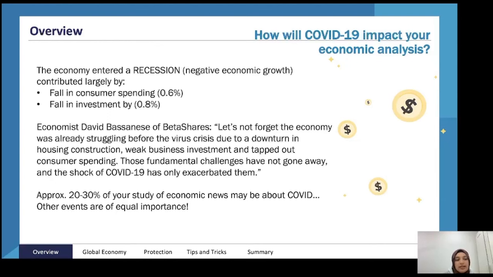But in saying that, it should only be about approximately 20 to 30% of your economic news, right? Other events should be of equal importance as well. So we're still talking about the mining boom. We're still talking about the GFC. We're still talking about all the other events in place, right? It shouldn't just be COVID-19 throughout. You should have other things in your responses as well. But COVID is quite important, I guess, because it's more recent, so you want to have a bit to say on that as well.